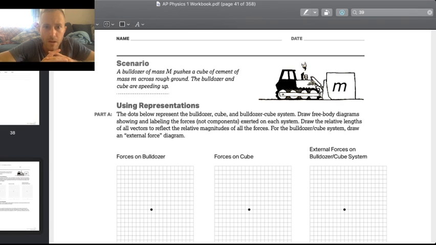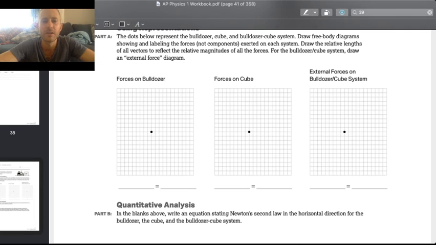So that means that there's a net force that is positive, all right, because they're speeding up. The dots below represent the bulldozer, the cube, and the bulldozer cube system. Draw free-body diagrams showing and labeling forces exerted on each system. Draw the relative lengths of all vectors to reflect the relative magnitudes of all the forces. For the bulldozer cube system, draw an external force diagram.